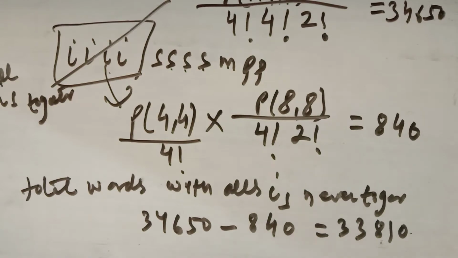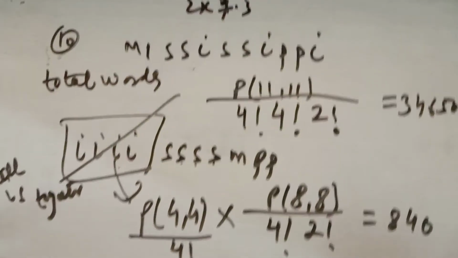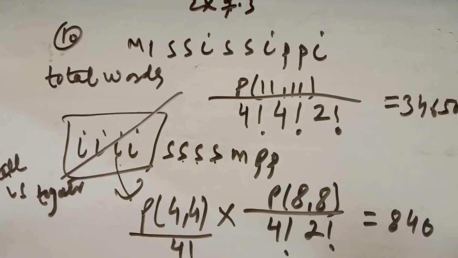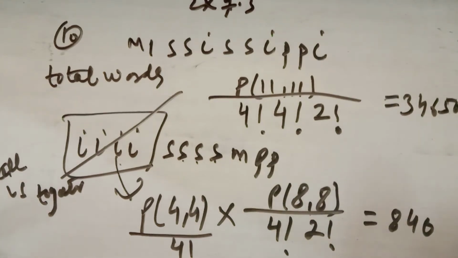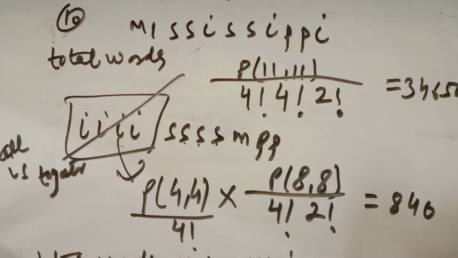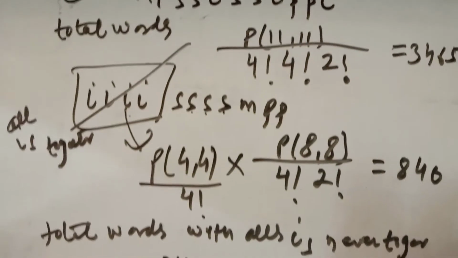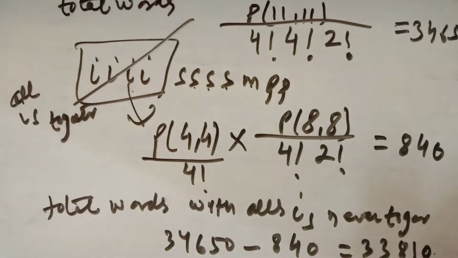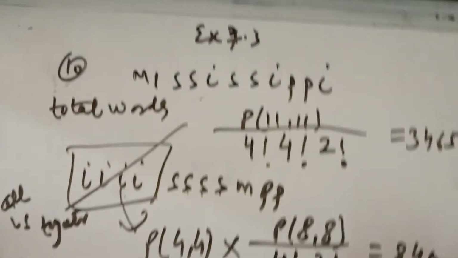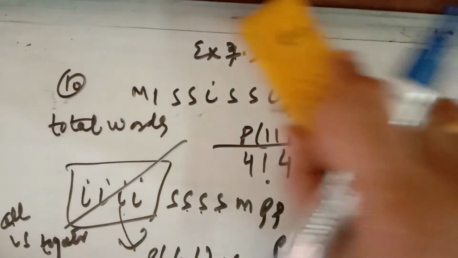So this is the way to do a question in which a particular thing you have to arrange always together or never together. First of all, you treat that particular thing as a single unit and arrange, and after that multiply by the arrangements they can have among themselves. So this is question number 10. Now in question number 11 there is a word permutation. 3 parts are there.